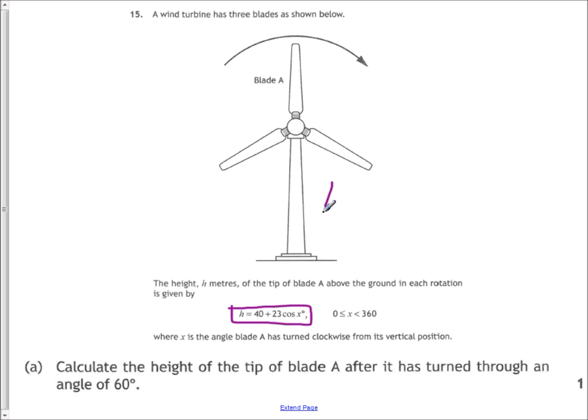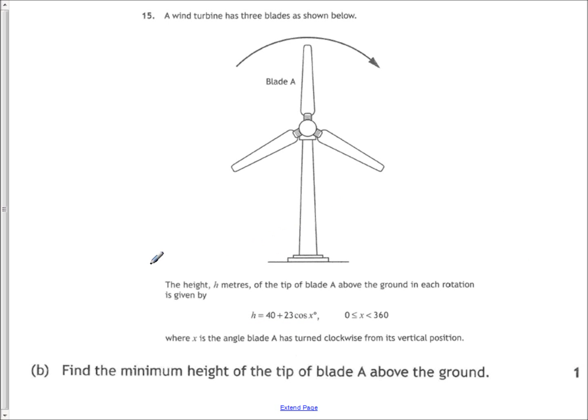All you do is say that x is 60, because you're told that x is the angle. So you just say the height is 40 plus 23 cos of 60. You've got your calculator, and that will give you the answer straight away, 1 mark. That itself tells you how much effort it should take. With the same question, you're then asked to find the minimum height of the tip of the blade. Again, 1 mark. So it's not the kind of question you're going to spend 15 minutes on, unless you've got time at the end.